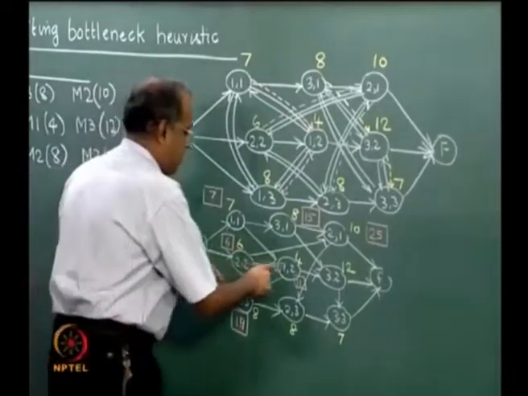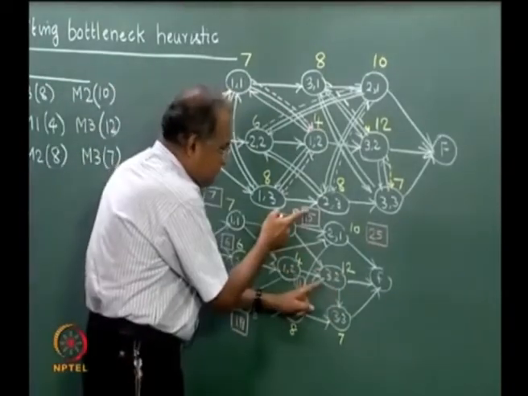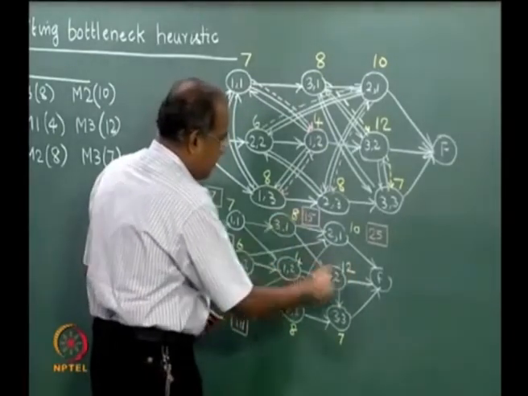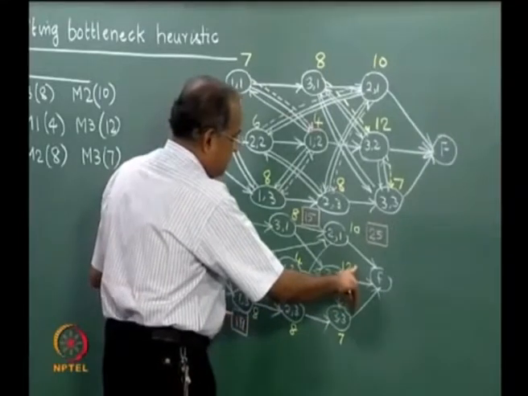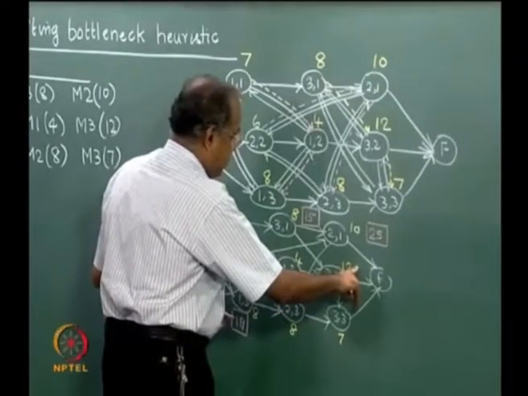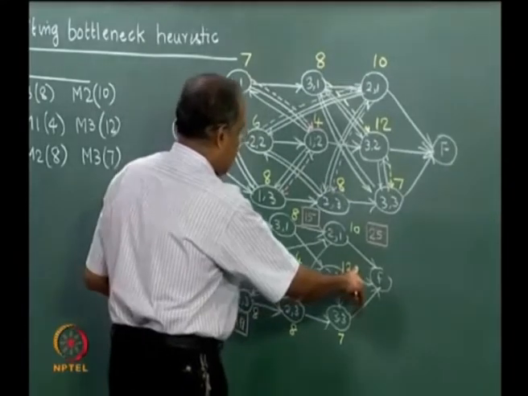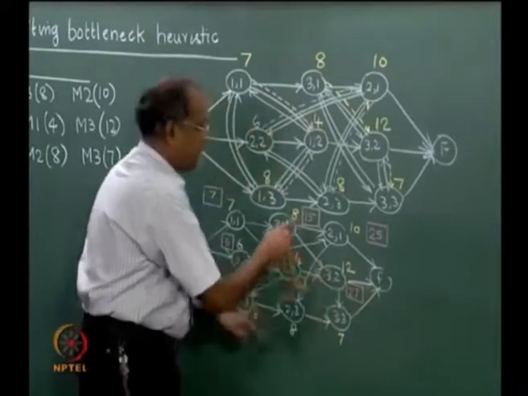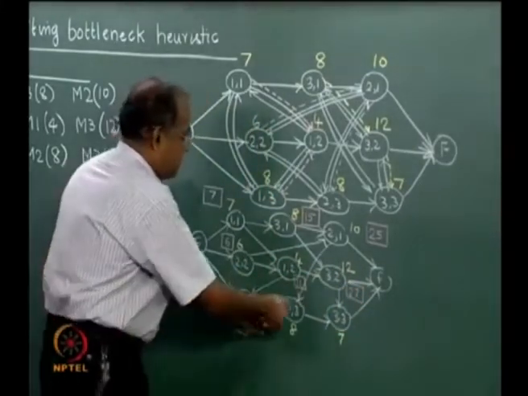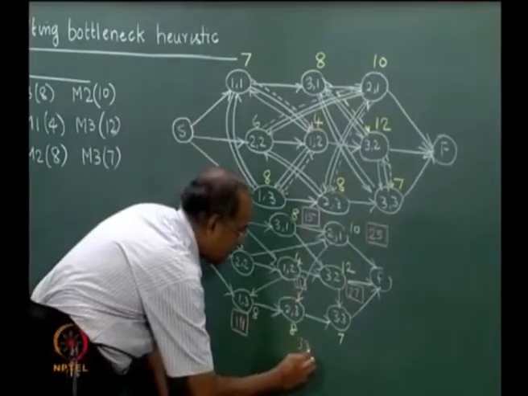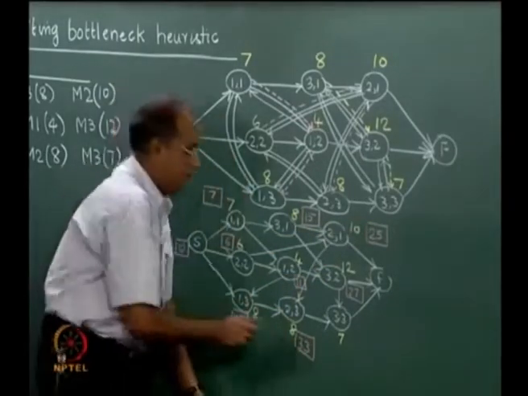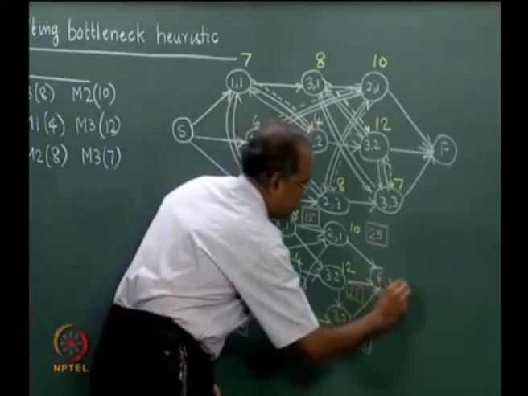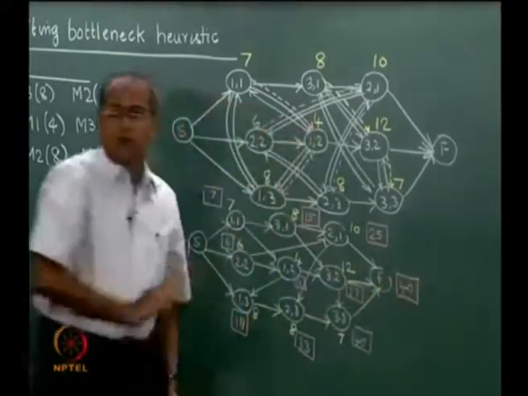Now we have evaluated this node, now we have to evaluate this node. So this is 15 plus 12, 27. Now this will be 25 plus 8, 33, and this will become 33 plus 7, 40, and this is 0, so this will become 40.